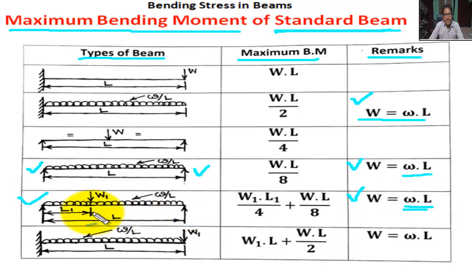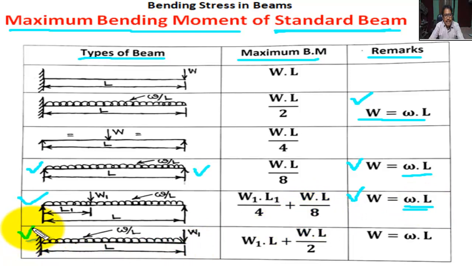Here maximum bending moment is W1 into L1 by 4 plus W into L, W means omega into L, by 8.